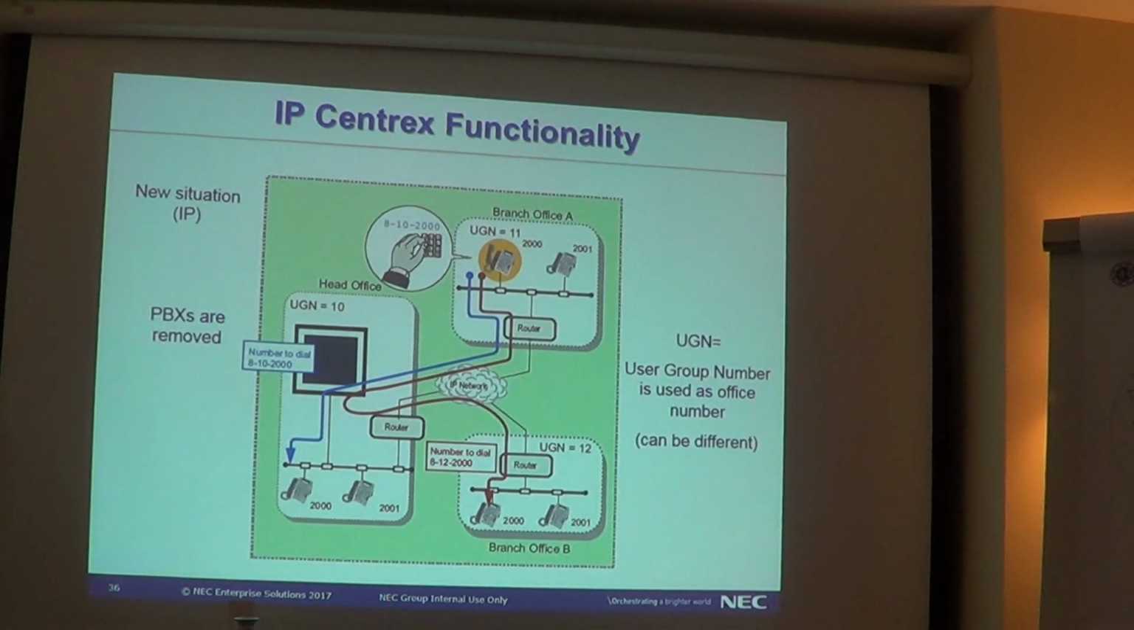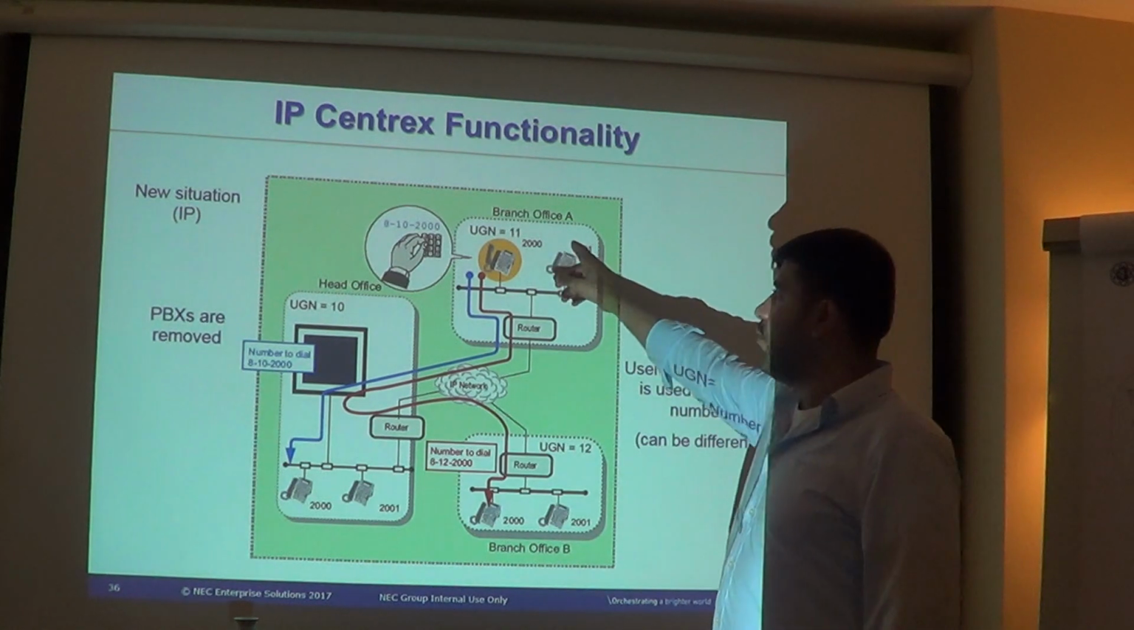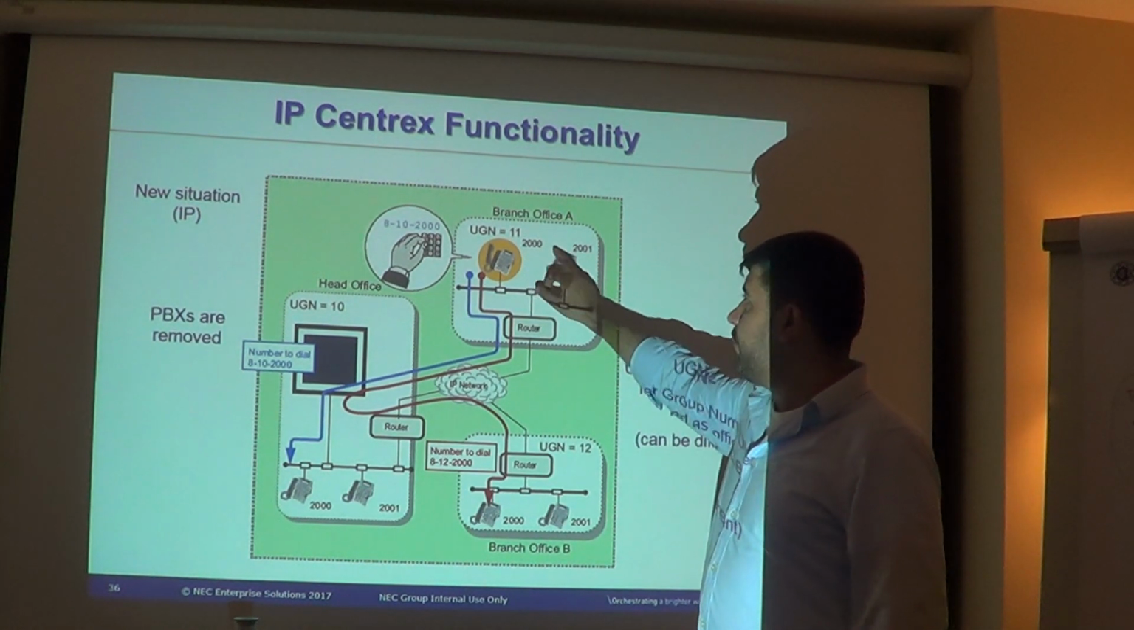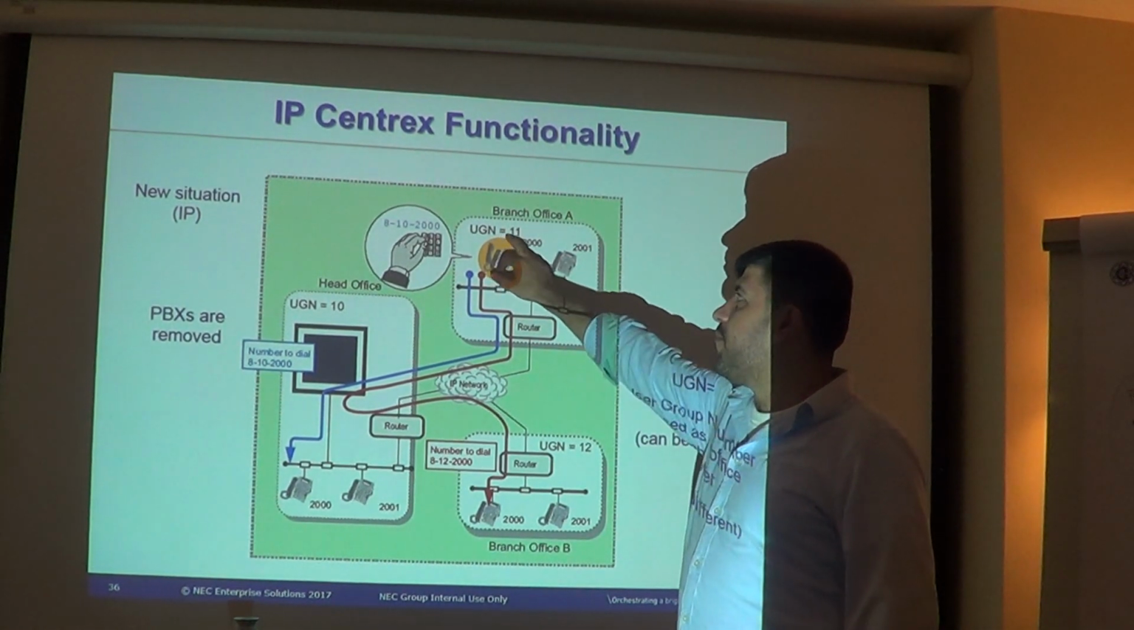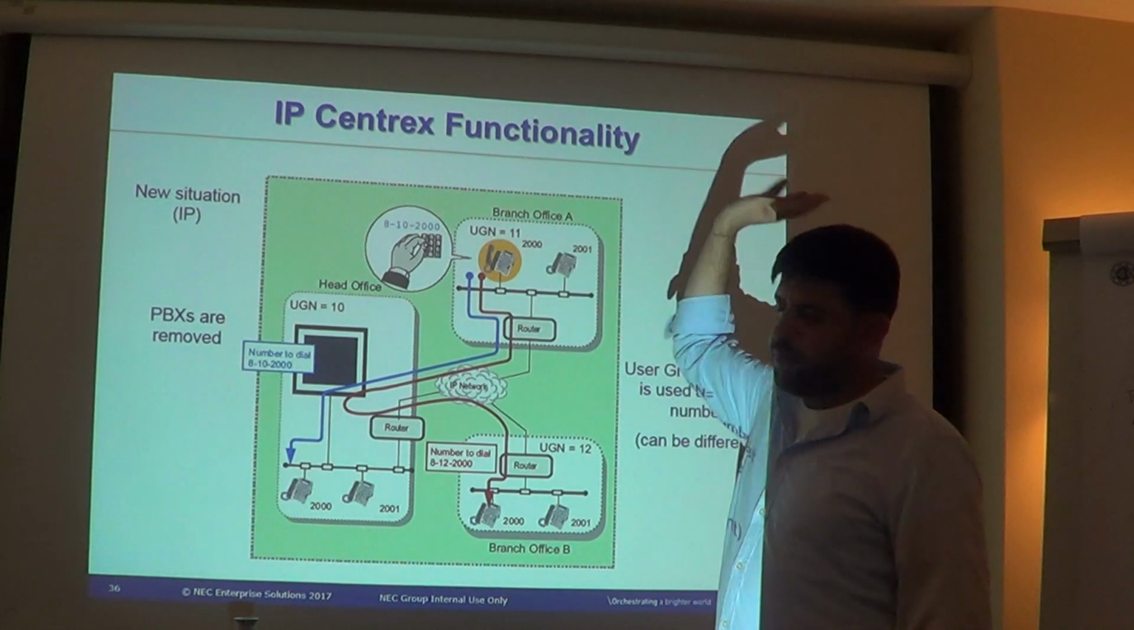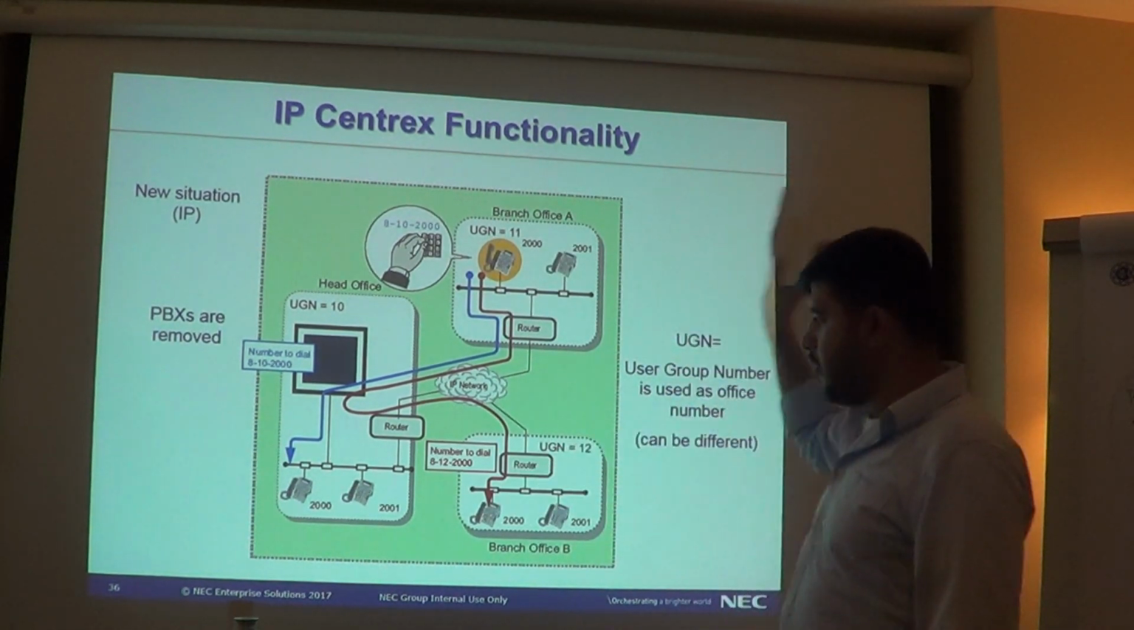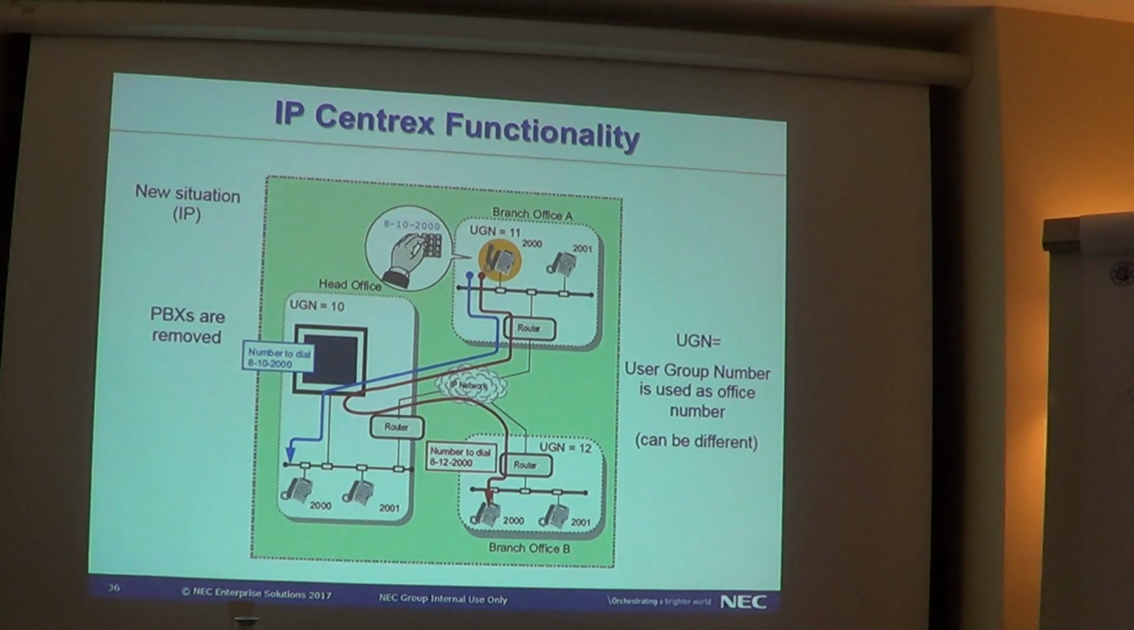The solution is very easy. Here, SV9500 again, we remove the old access, we install the phones, and we define here stations 2000, 2001, and we make them related, for example, to user group number 11. And here, we make user group number 12. In this example, station numbers should not be the same, just telephone numbers.